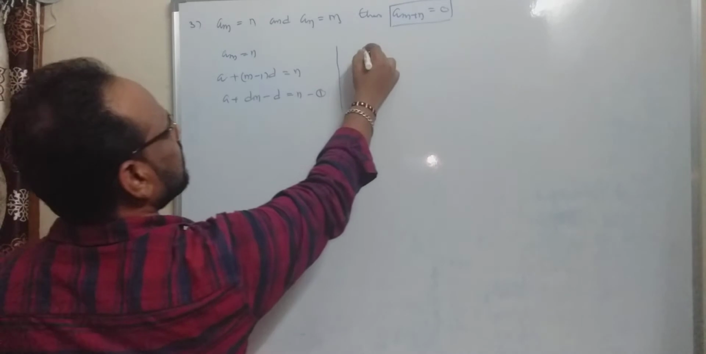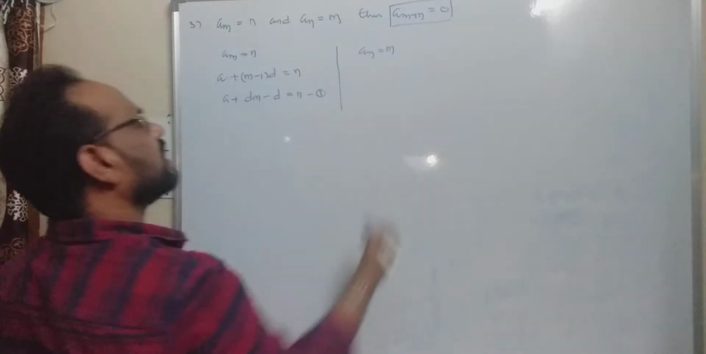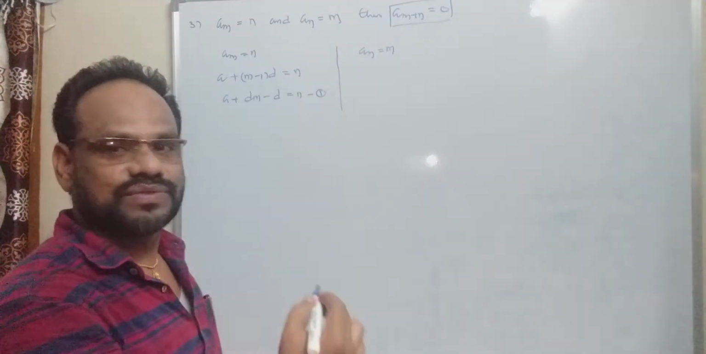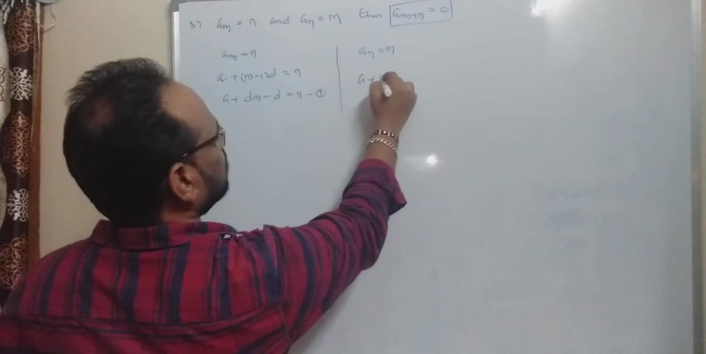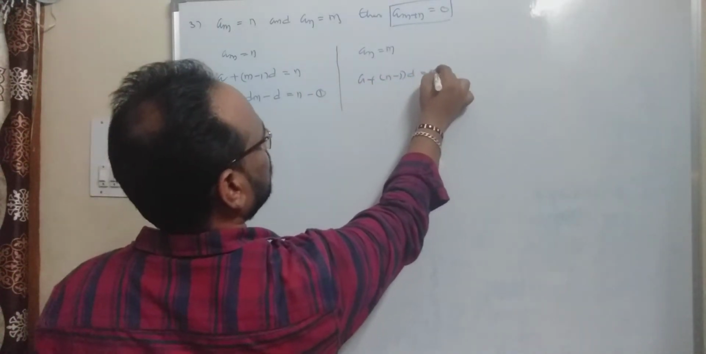Also, an is equal to m. an is a plus n minus 1 into d. So a plus n minus 1 into d is m.